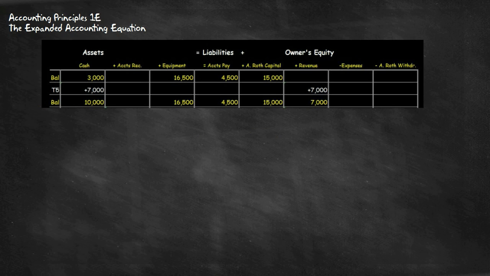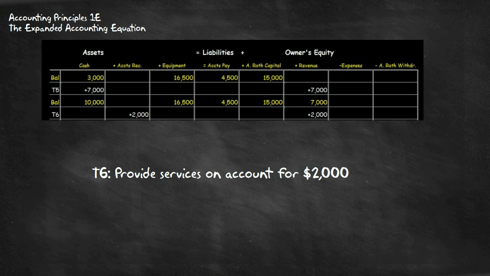Moving on to transaction 6. We provide services on account for $2,000. So let's analyze this. I provided services on account, so I did not receive cash. So what accounts are impacted?